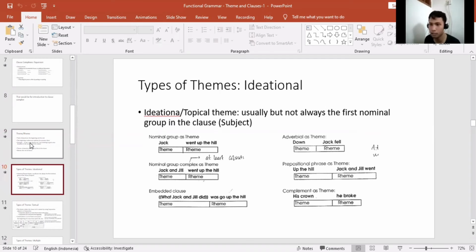And then embedded clause: What Jack and Jill did is the Theme, and then the Rheme is was go up the hill. Adverbial as theme: Down Jack fell. Down is the Theme, and then the Rheme is Jack fell. Prepositional phrase as theme: the Theme is up the hill, and then Jack and Jill went is the Rheme. Complement as theme: His crown he broke. His crown is the Theme, and he broke is the Rheme.